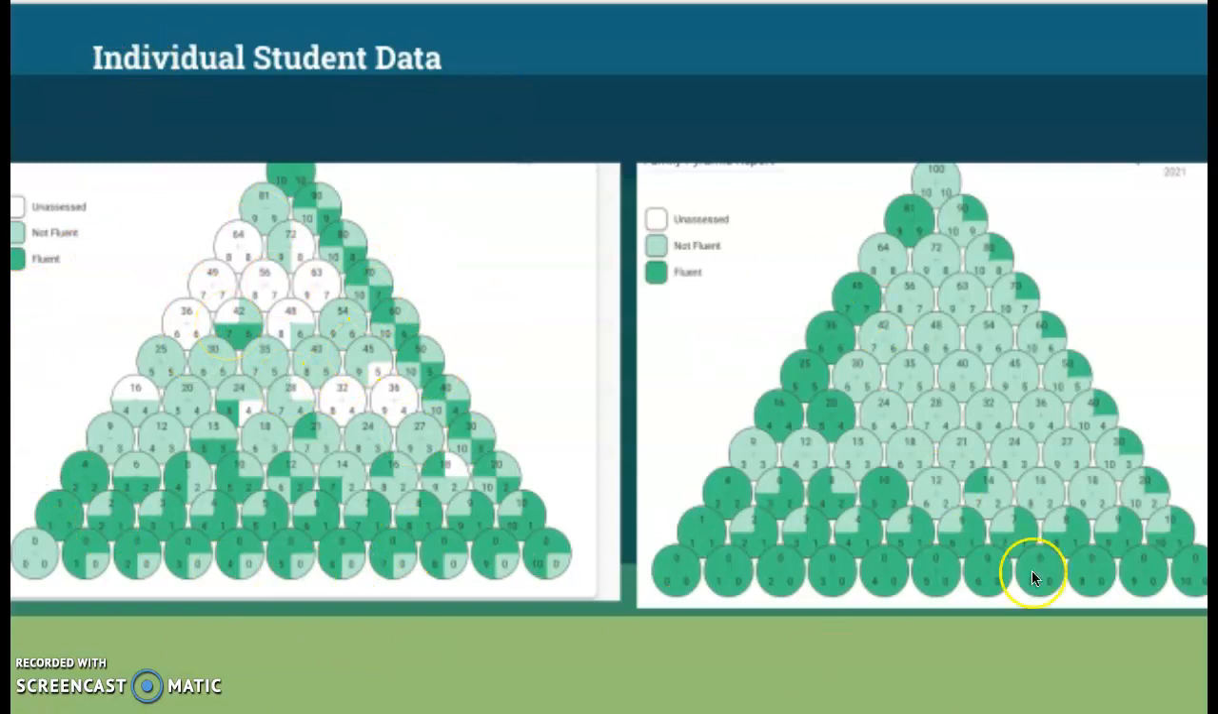in other facts, and over here this student has been assessed with all of their basic facts from 0 to 10, and they're working their way up to having everything in dark green.